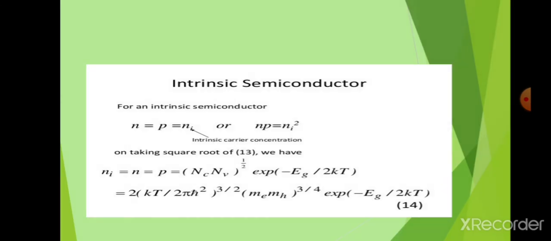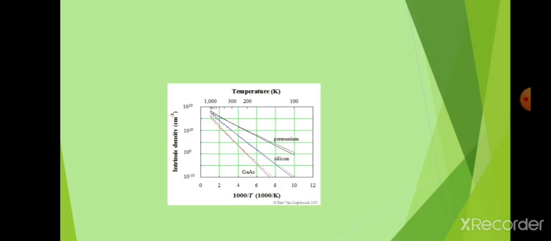After this we have a curve which shows the temperature dependence of the intrinsic carrier concentration ni for silicon, gallium arsenide and germanium. At room temperature, that is at around 300 Kelvin, ni is of the order of 9.65 into 10 power of 9 per centimeter cube for silicon and 2.25 into 10 power 6 per centimeter cube for gallium arsenide. The larger the band gap, the smaller the intrinsic carrier density.